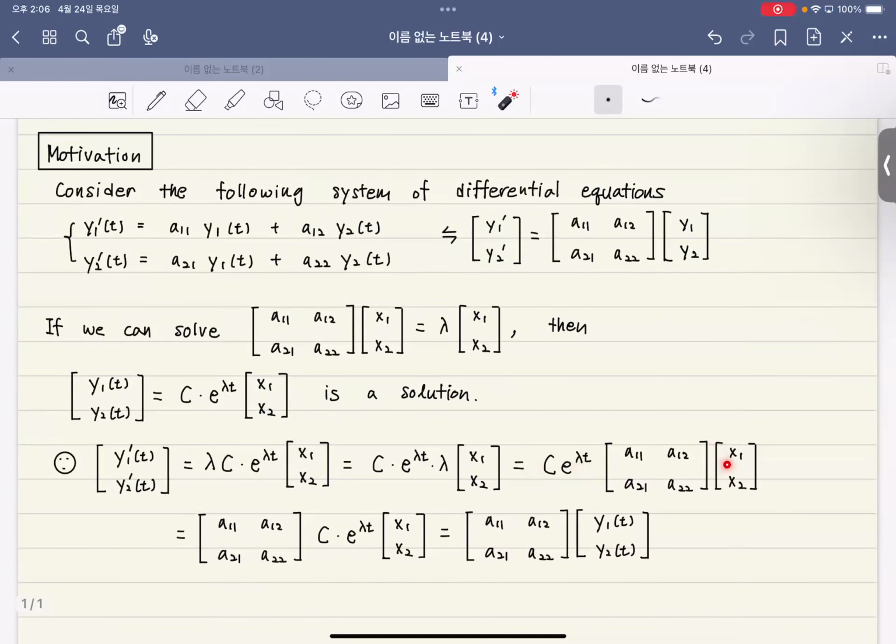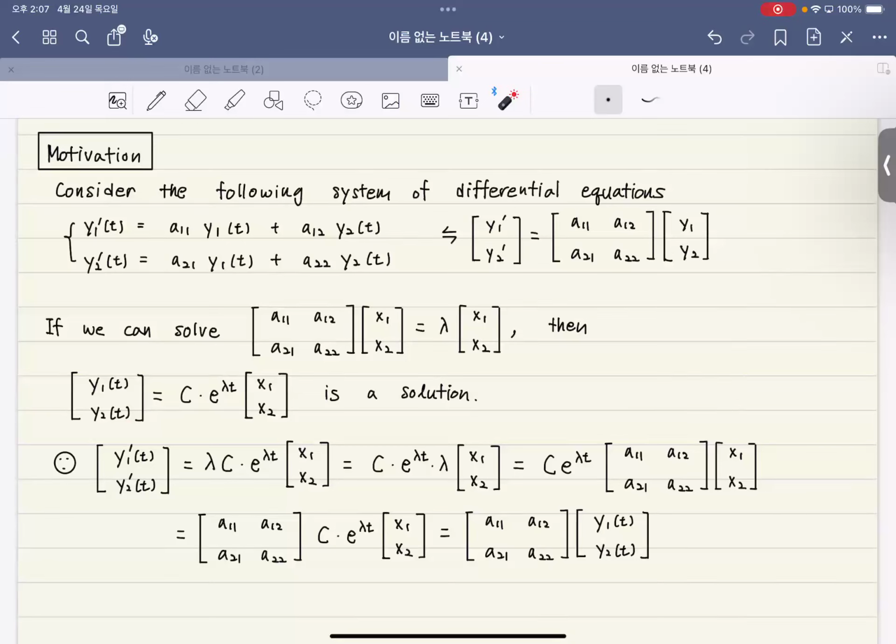moving this guy before the column vector x1 and x2, what do we have? The constant times e to the lambda t times x1 and x2, which we assumed was y1 and y2. So just like that, y1 derivative and y2 derivative is this matrix times y1 and y2. Okay. So therefore, this guy satisfies this relation. Therefore, this is a solution.